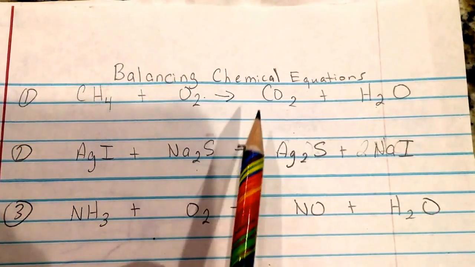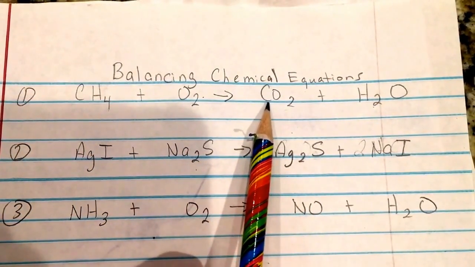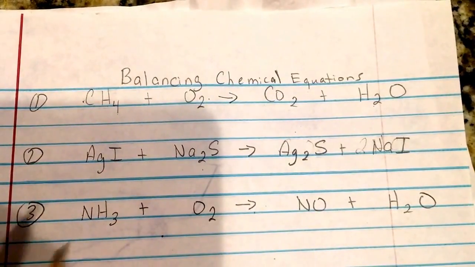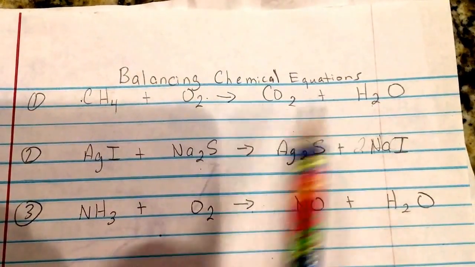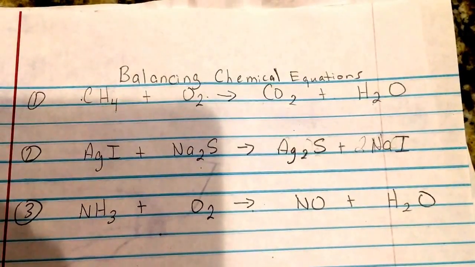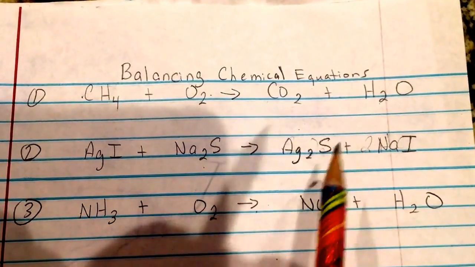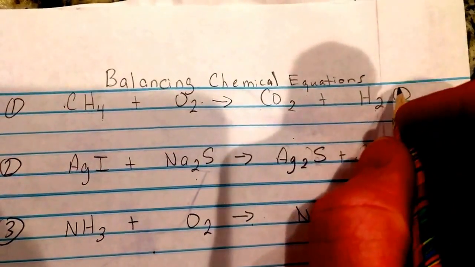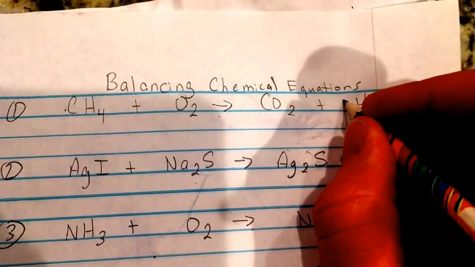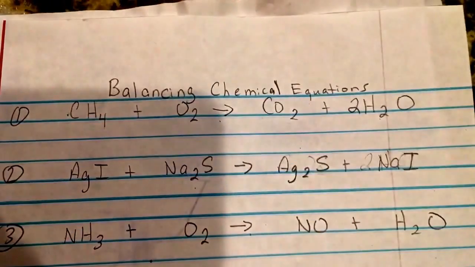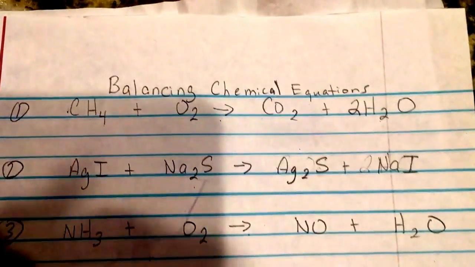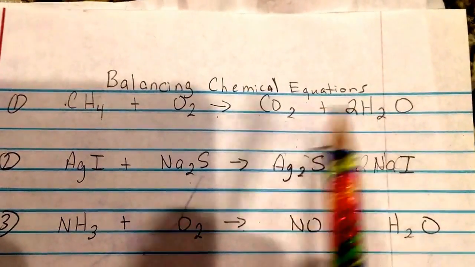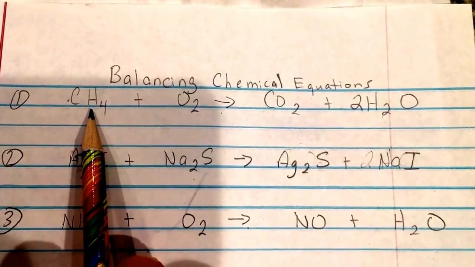Well, if we can not do anything to the carbon, that would be great, because there's 1 on each side. So the carbon's already balanced. The hydrogen and oxygen are not. So the easiest thing to do is try to figure out if I put a coefficient, and a coefficient is a number that goes in front of a chemical formula. So if I put a 2 right here in front of H2O, I have 2 times 2, which is 4 hydrogen, which matches my 4 hydrogen on this side.